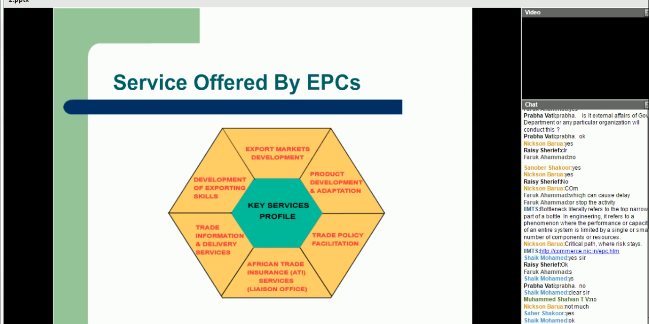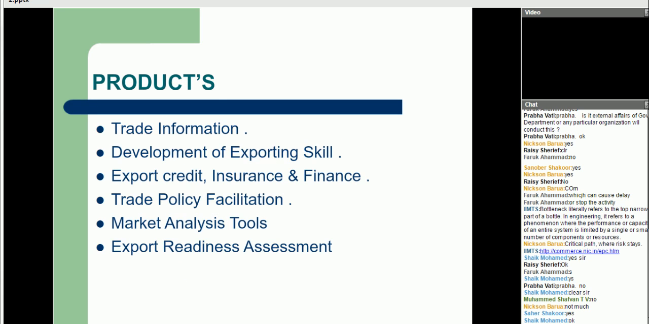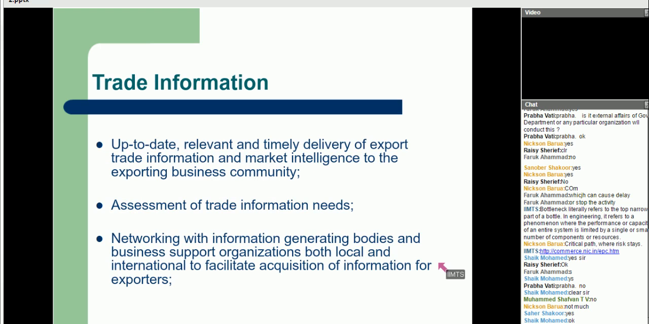Now, what are the services offered by this Export Promotion Council? I already discussed, but let's read it again. First, export market development, product development and adaptation, trade policy facilitation, trade information and delivery service, development of exporting skills, African trade insurance (ATI) services. These are the services. Products. Trade information, development of exporting skill, export credit, insurance and finance, trade policy facilitation, market analysis tools, export readiness assessment. So all these things are done by the Export Promotion Council with regard to the product.